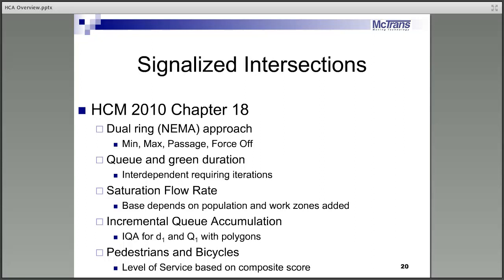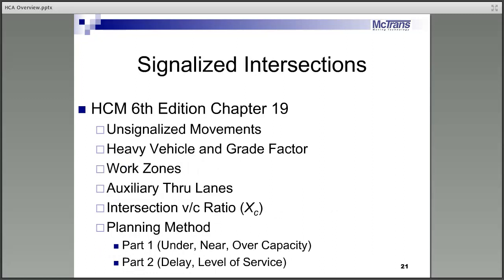Work zone, the ability to model a work zone on a signalized intersection approach. The d1 equation for uniform delay was modified to account for the fact that arrivals and departures may not be constant, so incremental queue accumulation was added to improve that d1 delay computation. Level of service for peds and bikes was added to this chapter in 2010.